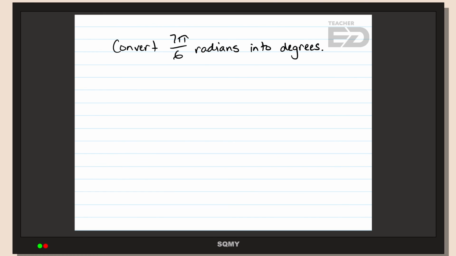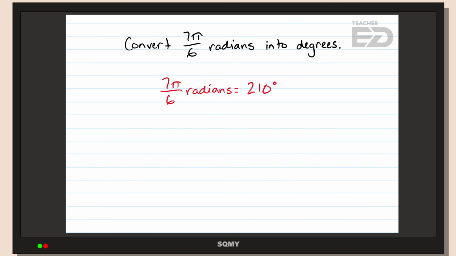So now you try. Let's convert 7 pi over 6 back into degrees. Pause the video while you give this a shot. Did you get 210 degrees?